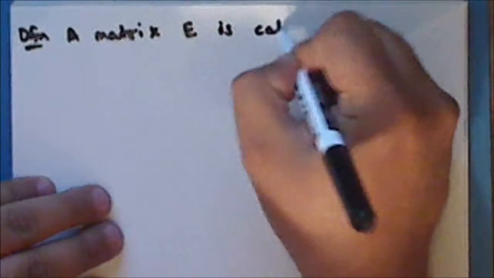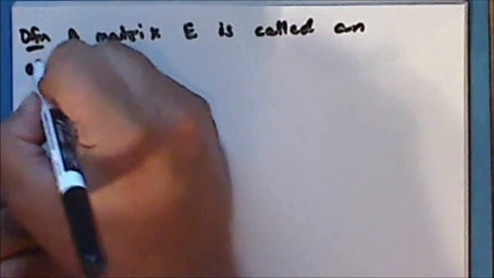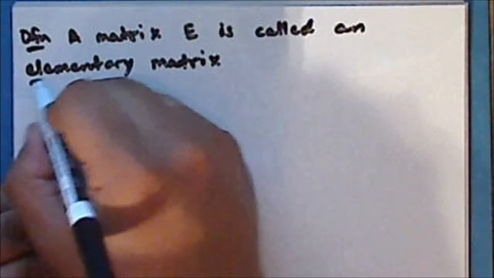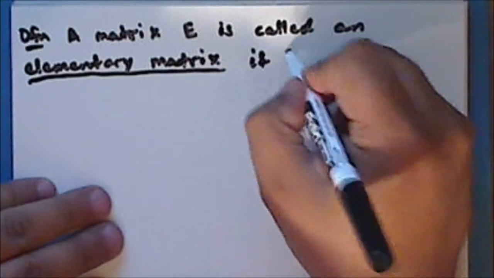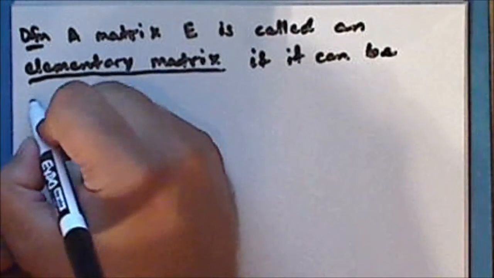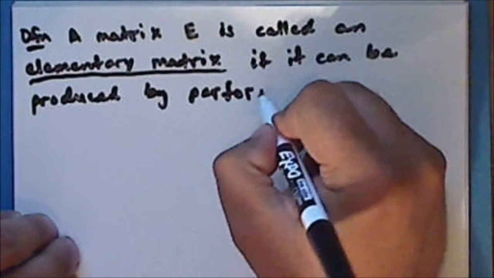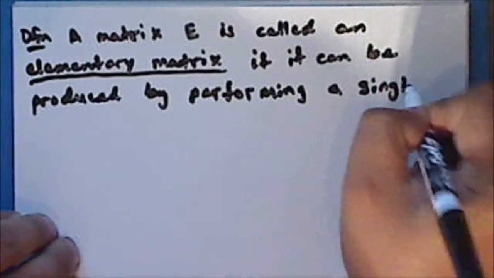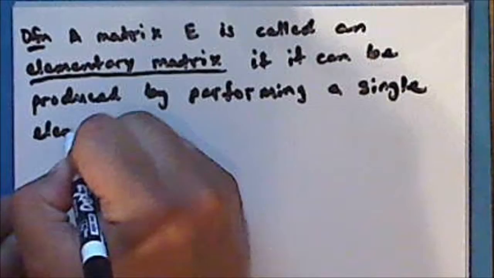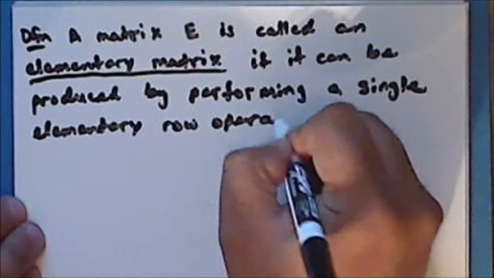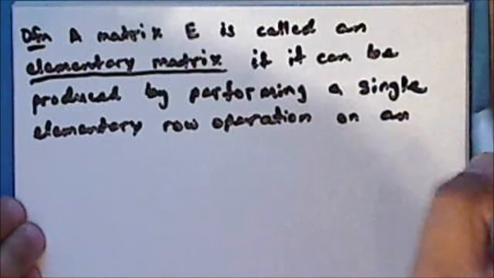So new definition: a matrix E is called an elementary matrix if it can be produced by performing a single elementary row operation on an identity matrix.